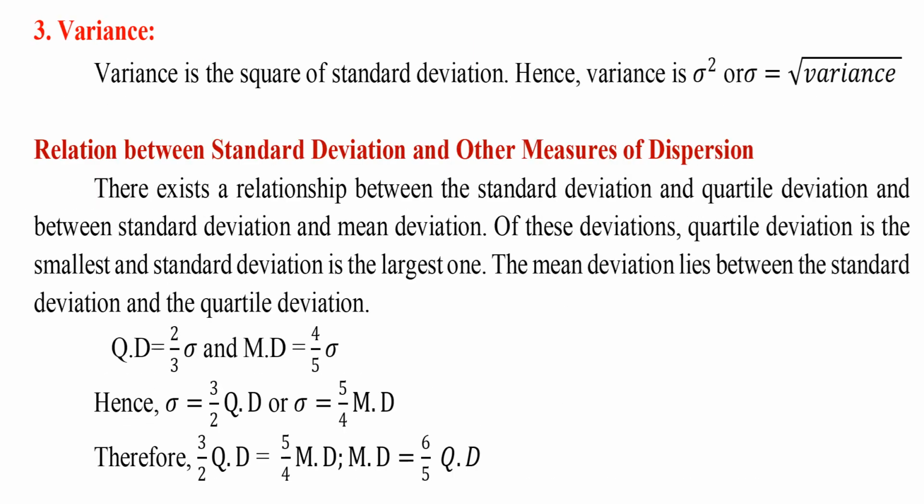Variance is the square of standard deviation. Hence, variance is small sigma square. Hence small sigma, that is standard deviation, is the square root of variance.